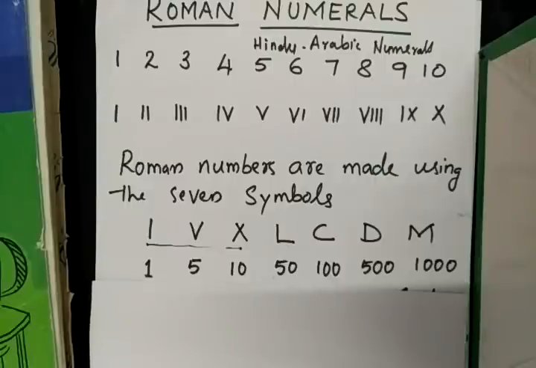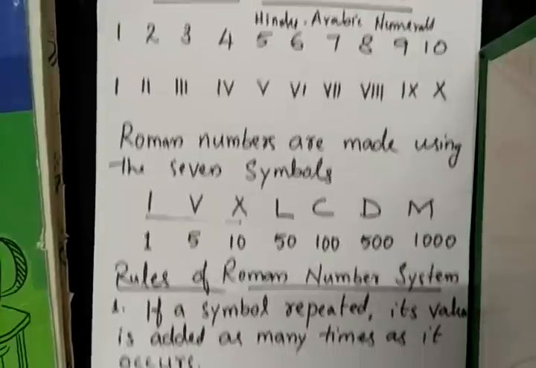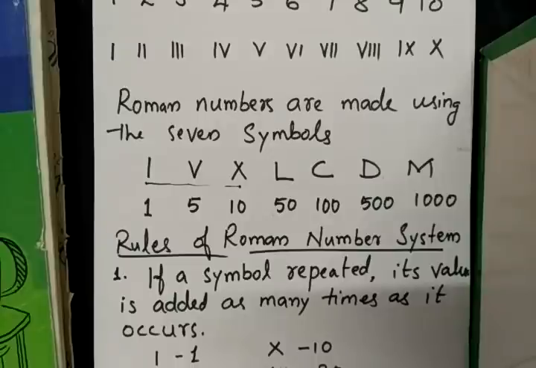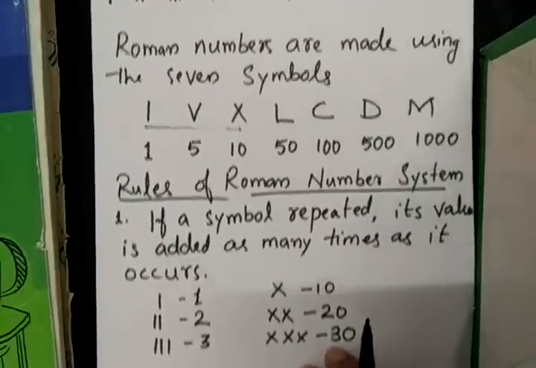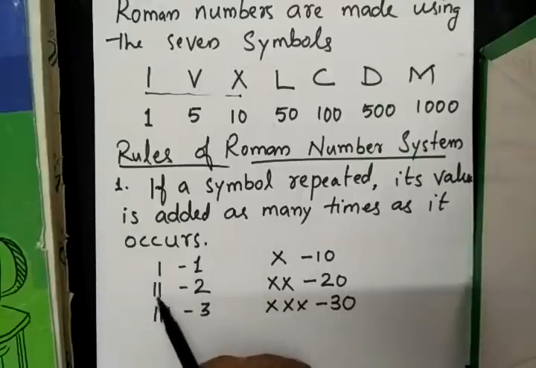So, let us see the rules, one by one. The first rule is: if a symbol is repeated, its value is added as many times as it occurs. With an example, we can understand it. If we write I, it represents 1. I 2 times means 1 plus 1, which is 2. 3 times is 1 plus 1 plus 1, which is 3.